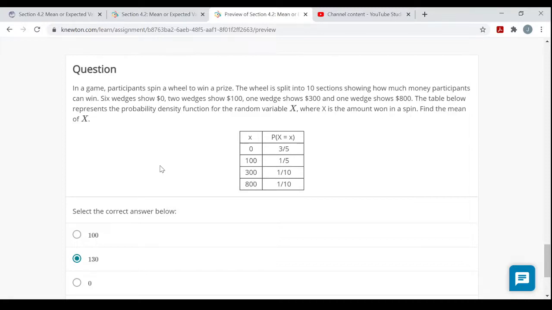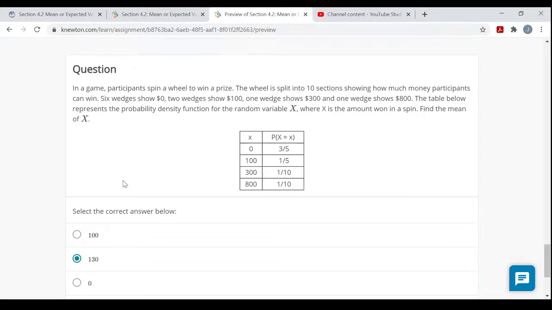Now, that doesn't mean you expect to win $130 the next time you spin. That can't happen. You can only win 0, 100, 300, or 800 on a spin. What this expected value of $130 means is that if you were to spin 100 times, 1,000 times, 1,000,000 times, the more and more you spun that wheel, the average of your winnings would get closer and closer to $130. That's what expected value means. That's what the expected value tells us.